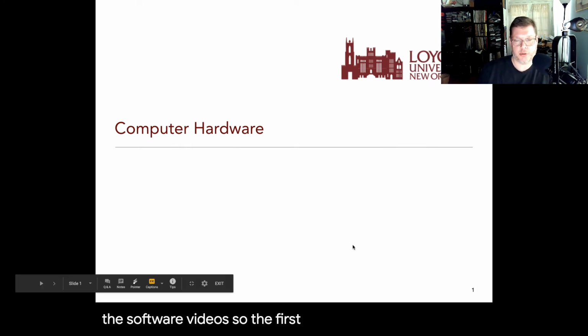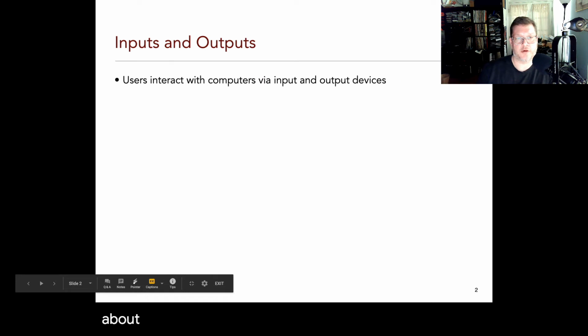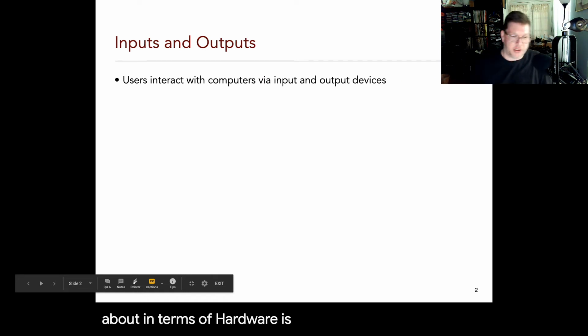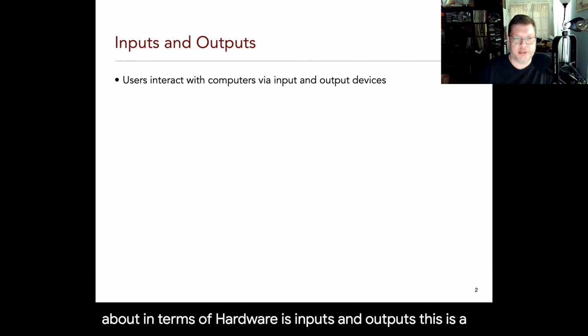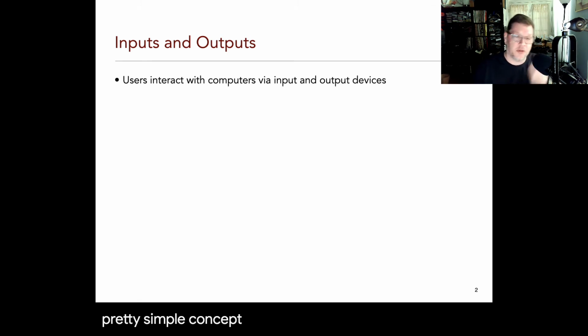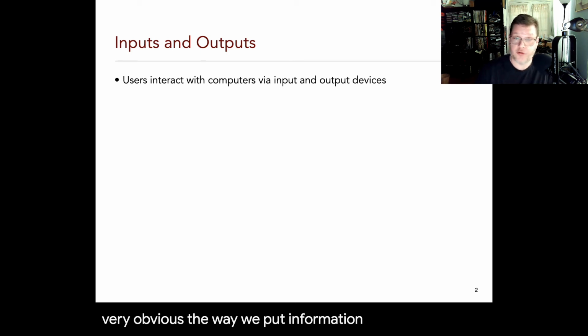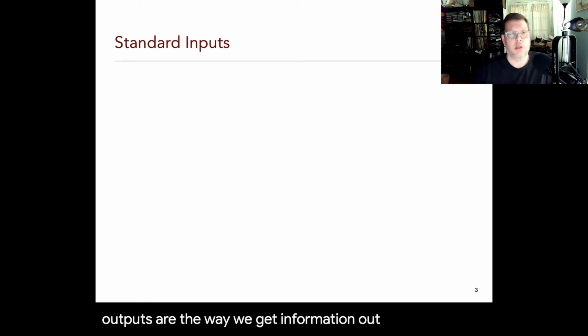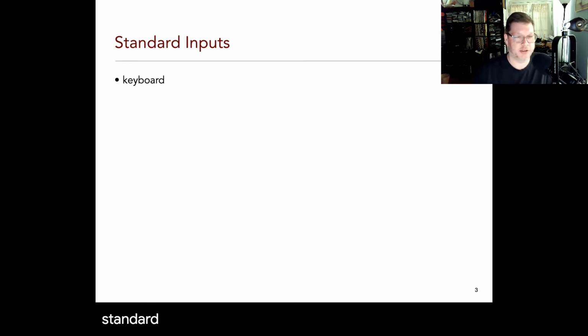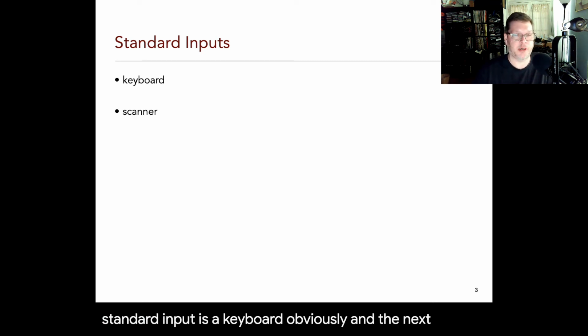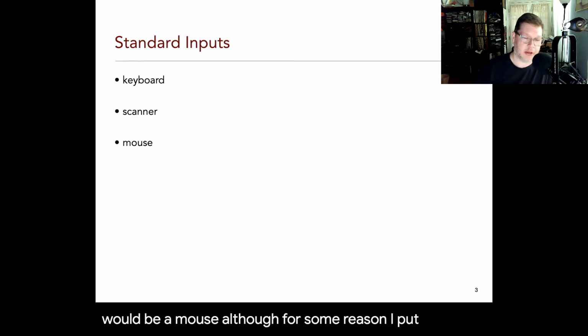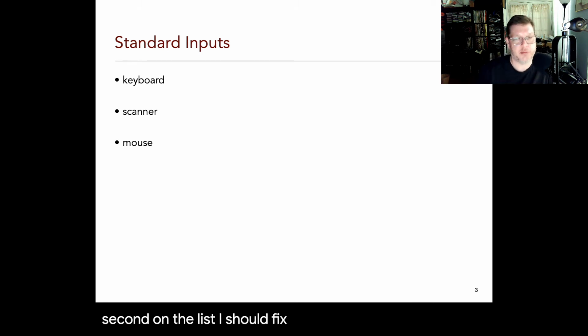So the first thing we're going to talk about in terms of hardware is inputs and outputs. This is a pretty simple concept, and some of these answers will be very obvious. Inputs are the way we put information into devices, and outputs are the way we get information out. So the most standard input is a keyboard, obviously. And the next one would be a mouse, although for some reason I put scanner second on the list. I should fix that at some point.